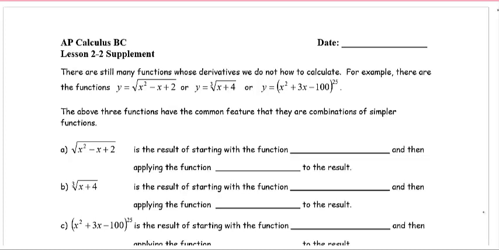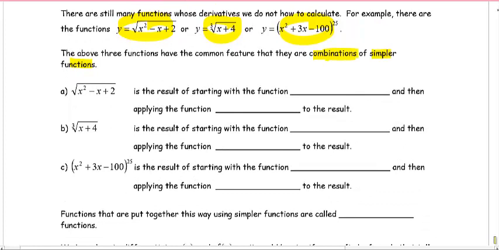Okay, this is a BC Courses 2.2 supplement, and if you're in the AB course, this comes from the 3.1 supplement. So before you do that actual lesson, I want to look at these types of functions, because we haven't really seen how to do the derivatives of these types of functions. Scary. Now, the above three functions have this common feature that they are actually combinations of simpler functions. So I'd like us to see if we can identify those functions first of all.